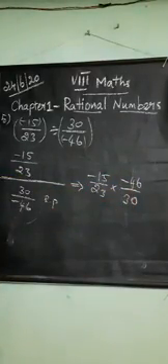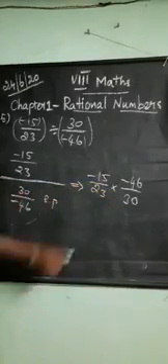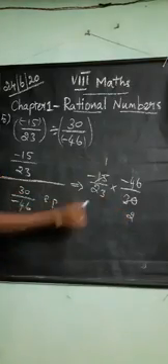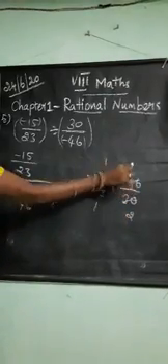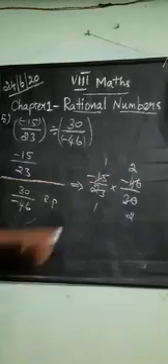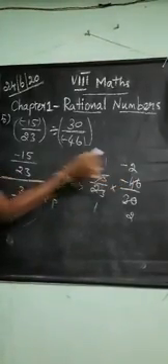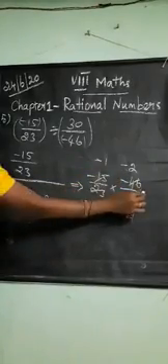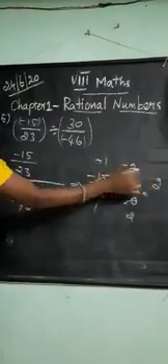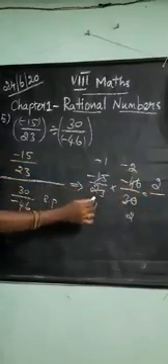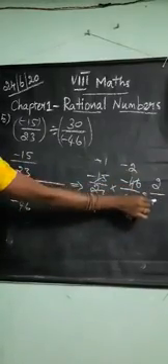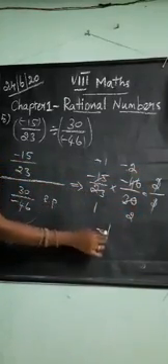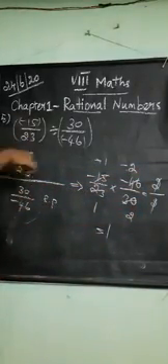Now see, 15 and 30 come in the same table: 1 15 is 15, 2 15s are 30. 1 23 is 23, 2 23s are 46. Here minus, here also minus, minus into minus is plus. So 1 into 1 is 1, and 1 into 2 is 2. Now numerator and denominator are the same, so the answer is 1. So the value of this is 1.